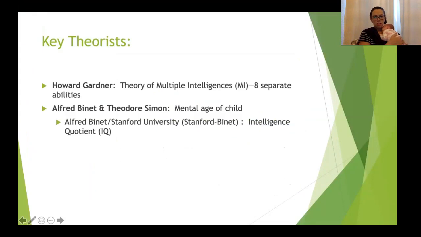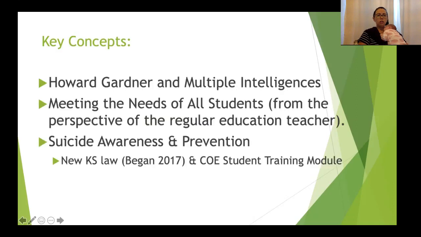Some key theorists from this chapter are Howard Gardner, Alfred Binet, and Theodore Simon. Some of the key concepts that we cover are Howard Gardner and the multiple intelligences. I'm sure most of you have at least heard of them, if not taken some kind of inventory on what yours is. We'll talk about meeting the needs of all students from the perspective of the regular education teacher. I know a few of you are specializing in special education, so this will be very familiar to you, but we're taking the viewpoint of, as the classroom teacher, what is it like to have these students in our classroom?